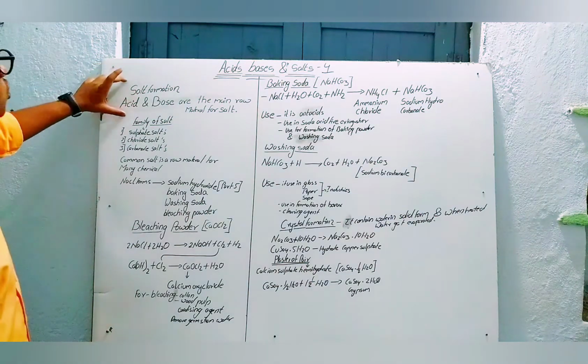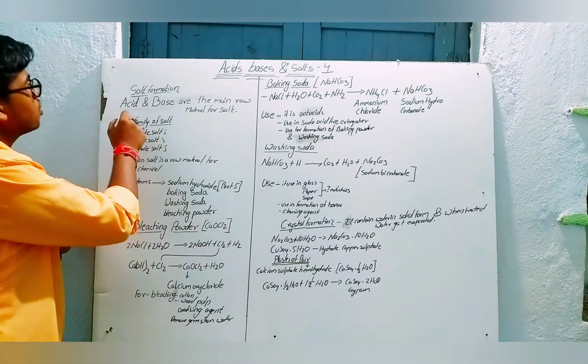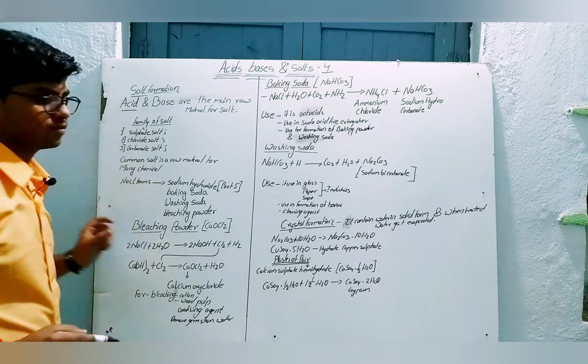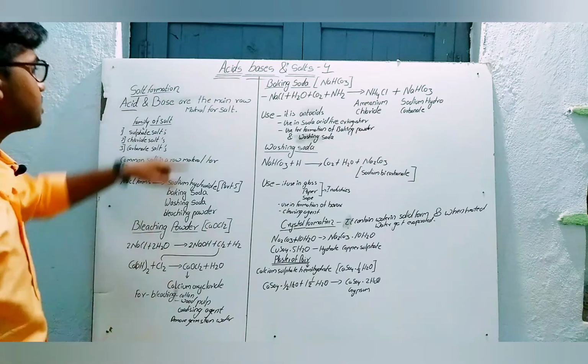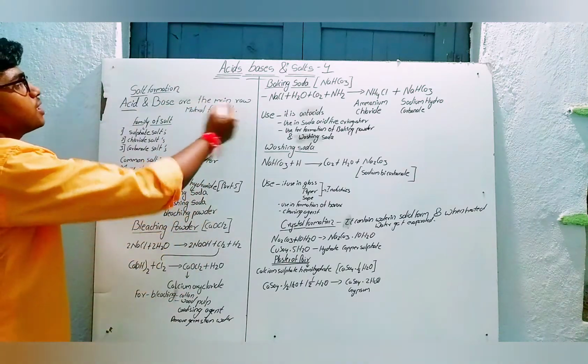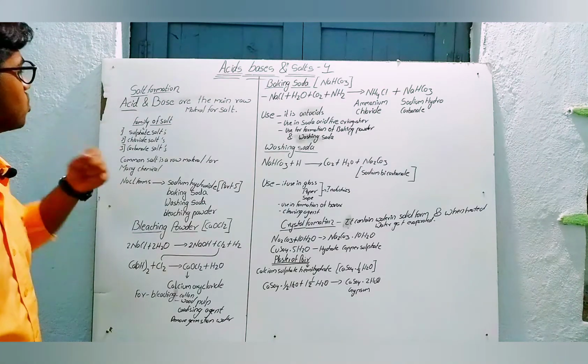So first we will know how the salt is formed. We all know that the main raw material for salt is acid or base. The acid or the base is the main raw material for the formation of salt. So let's start how the salt forms.